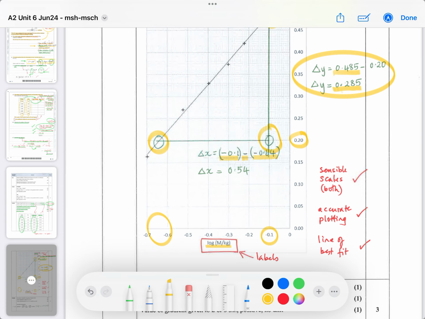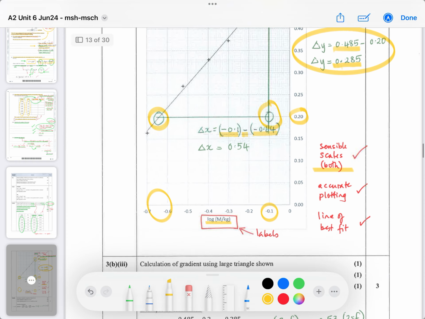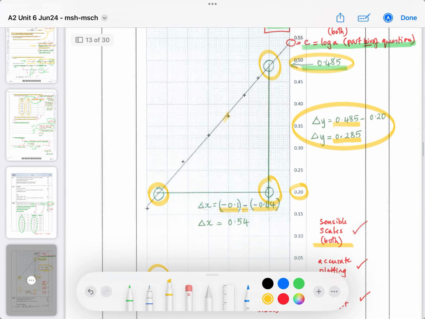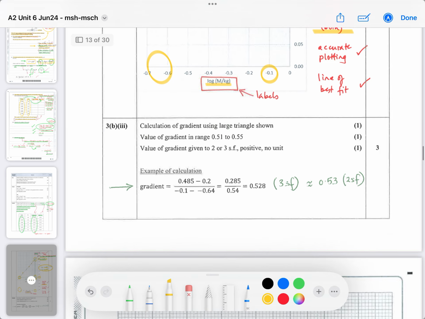Sensible scales I've been through, so you see their scales are going up in multiples of 5. Yes? 0.05, 0.10. So that's what I call multiples of 5. And they're going up in 0.1, 0.2. So 1s, 2s, or 5s. This will be in multiples of 1 or a factor of a tenth of 1. Accurate plotting we talked about, line of best fit. You can see that some of the points are below and some of the points are above the line. You want equal numbers below and above. Okay, and that gets you your 6 marks.